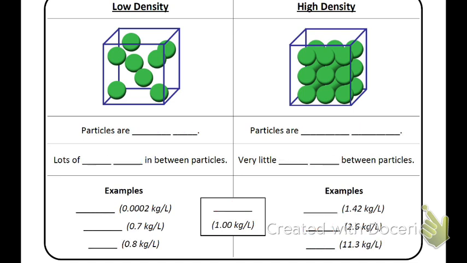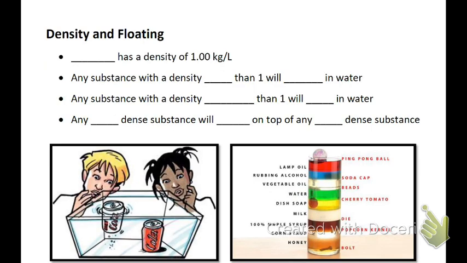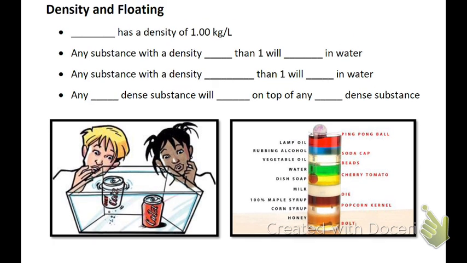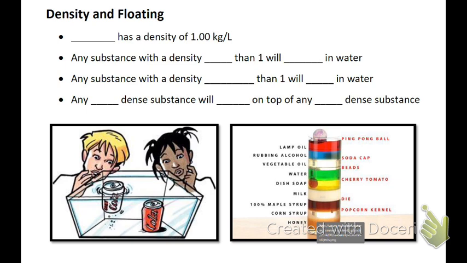Okay, go ahead and look at the back of this page. So this first blank, water has a density of 1 kilogram per liter. Any substance with a density less than 1, what do you think is going to happen to it if it's in water? It will float. If you're less dense, you float. If you have a density that's greater than 1, you're going to sink. Fall to the bottom.